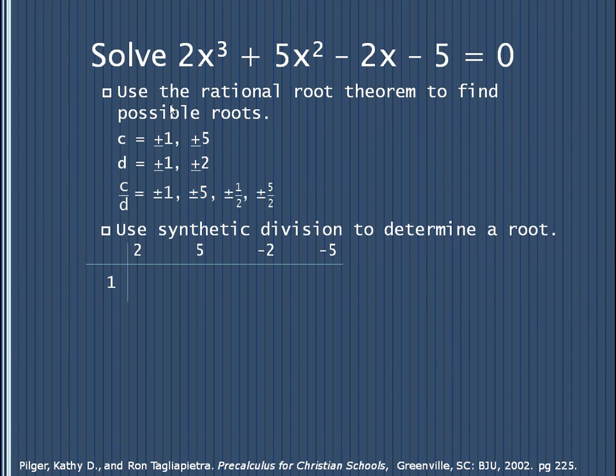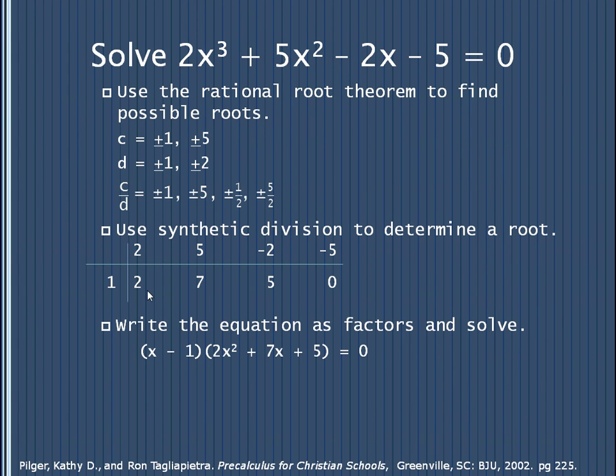So 1 works. We had a cubic function. We divided. We're now down to a quadratic. So 1 is a solution. Take our quadratic, 2x squared plus 7x plus 5. We can write it all as factors, or we could have just written this part. Just don't forget that 1 will be a solution. We can factor this. If you have trouble factoring, you could always go back to quadratic formula. But that does factor to x minus 1, then 2x plus 5 times x plus 1.